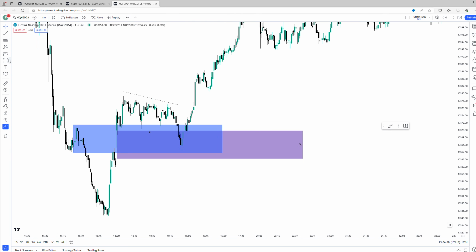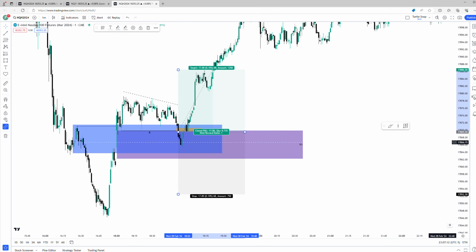So there are many, many ways to execute using Turtle Soup entry models, depending on how many probabilities, or I guess how many confluences, you want to have. So the first way would be to do that. You go for a long position like this, right? Straight away as we break through, you start buying some contracts.